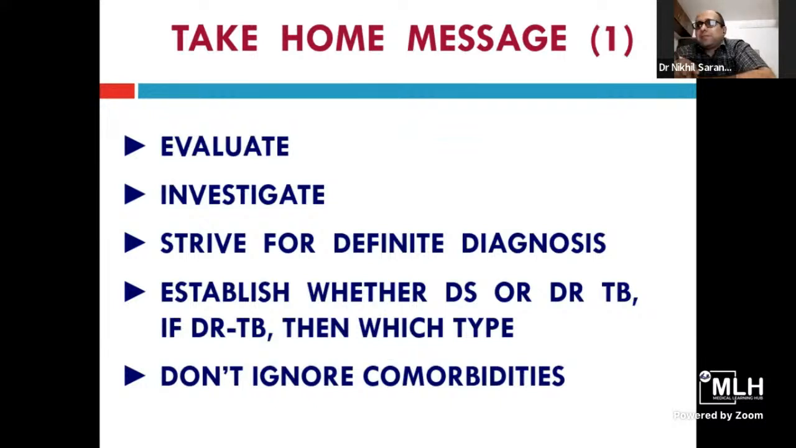So my take-home message is you must evaluate, investigate every case of TB thoroughly. If you are suspecting a case of TB, you strive for a definitive diagnosis. If it is an extrapulmonary case, go for a pathological diagnosis, whether it is lymph node, pleural fluid, an abscess, anything. Always look for a microbiological diagnosis as well. Let it be your sputum smear, let it be your genotypic test like GeneXpert, line probe assay, and ultimately a culture DST. You shouldn't stop after you've established a diagnosis of TB.